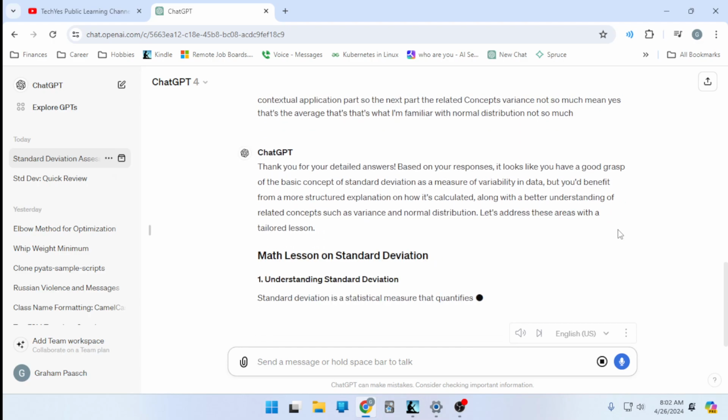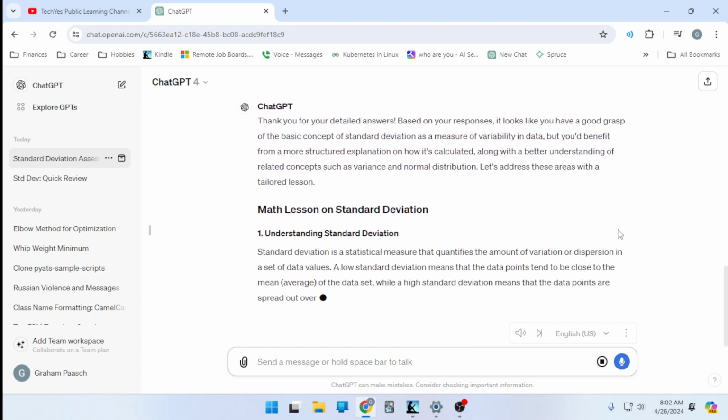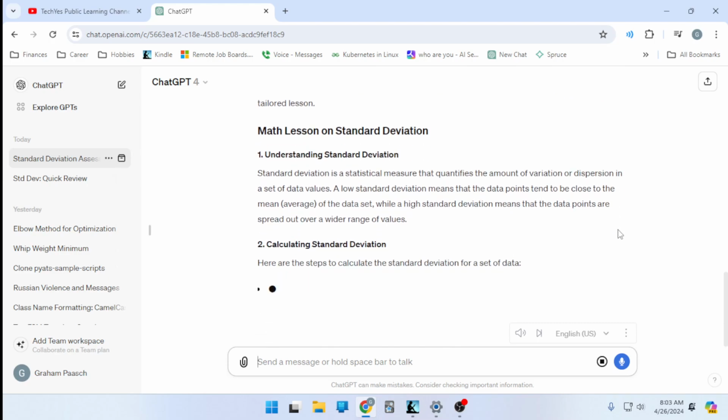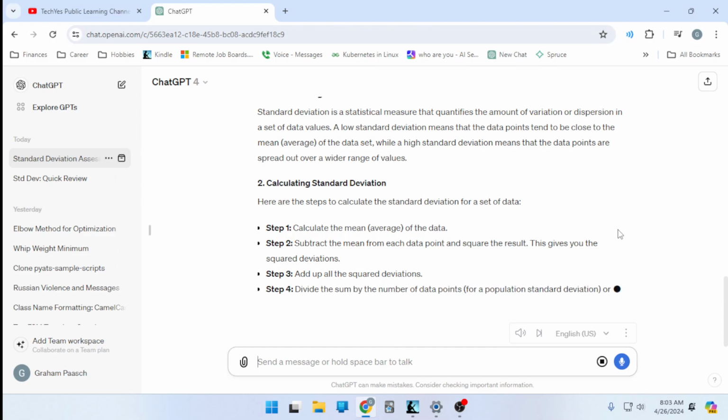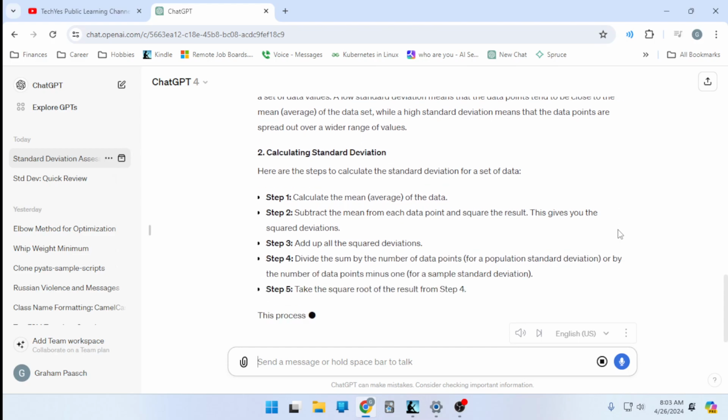Thank you for your detailed answers. Based on your responses, it looks like you have a good grasp of the basic concept of standard deviation as a measure of variability in data, but you would benefit from a more structured explanation of how it's calculated, along with a better understanding of related concepts such as variance and normal distribution. Let's address these areas with a tailored lesson.